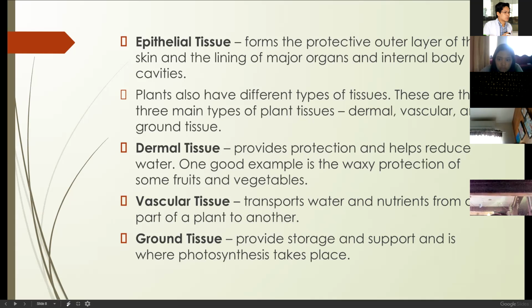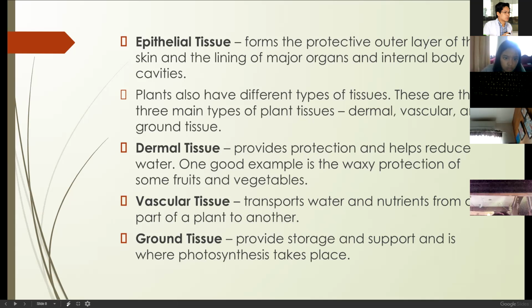Your epithelial tissue forms a protective outer layer. Although it's internal, it forms an outer layer to protect. The purpose of this is to protect the other tissues.